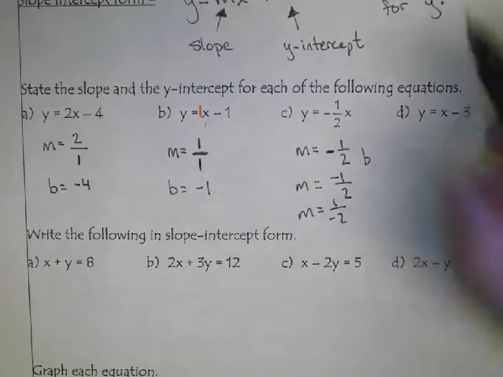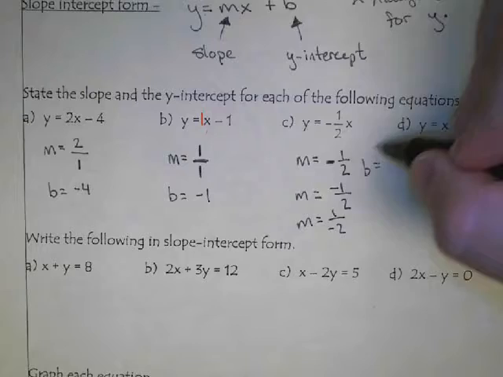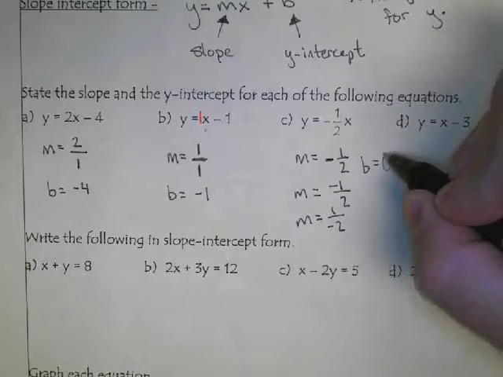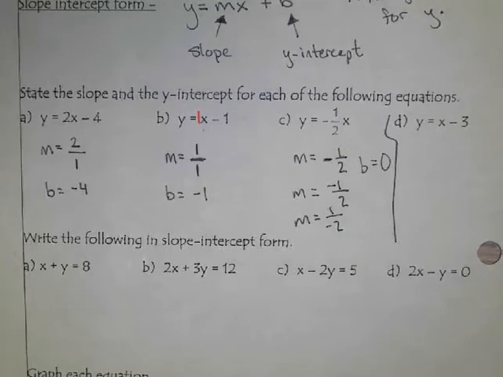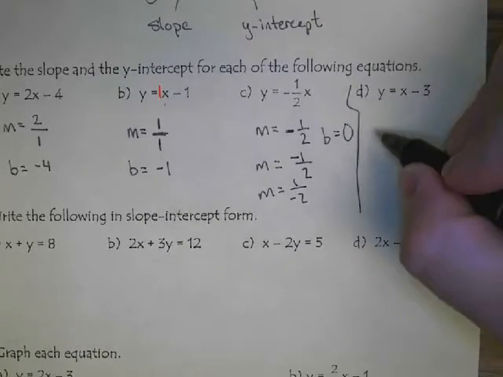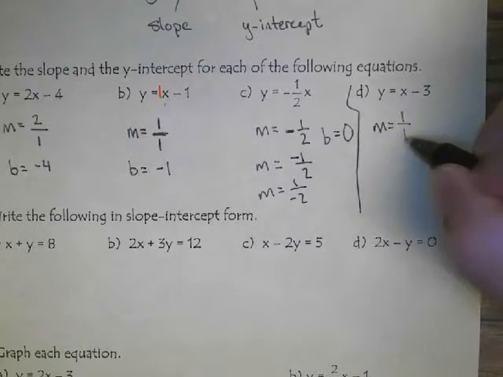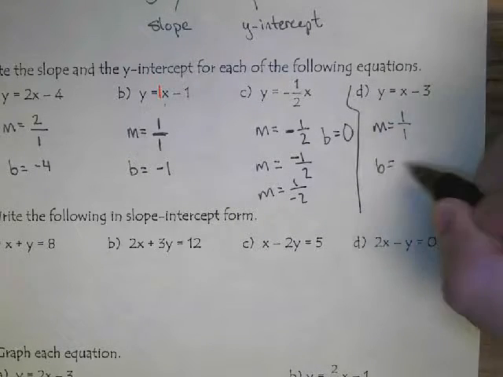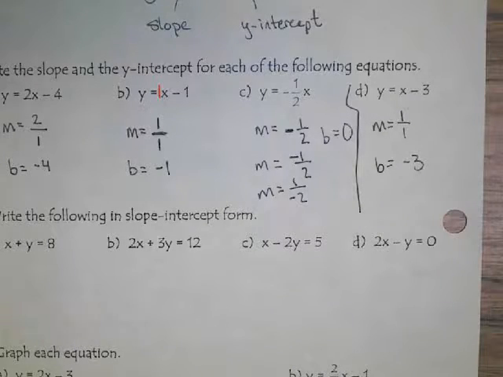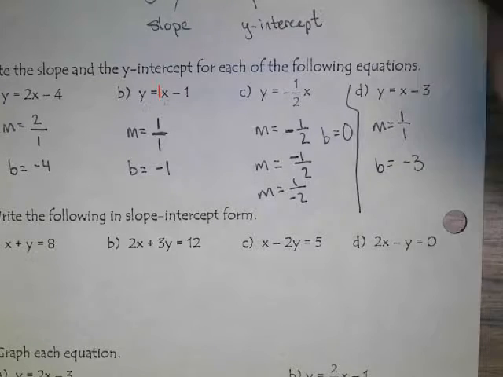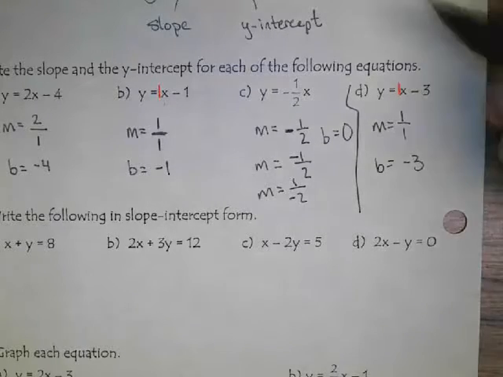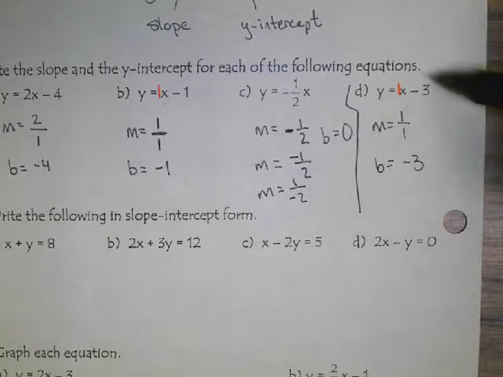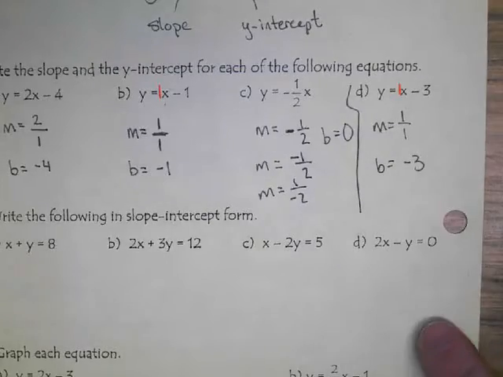Now for b, if there's no constant there, it's like there's a hidden 0. So b would be 0 for part C. And for D, our m is equal to our hidden 1 over 1, and our b would be negative 3. And that's how we can identify the slope and y-intercept, the slope being the number in front of the x, our coefficient, and the y-intercept being the constant that follows, negative 3 in this case.